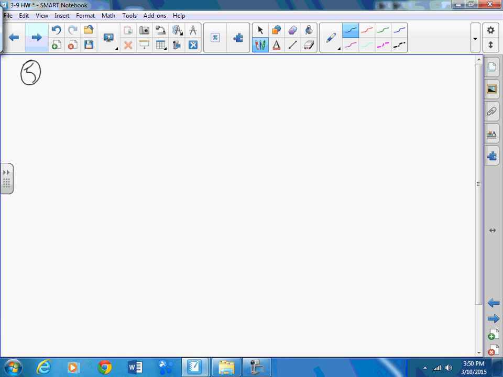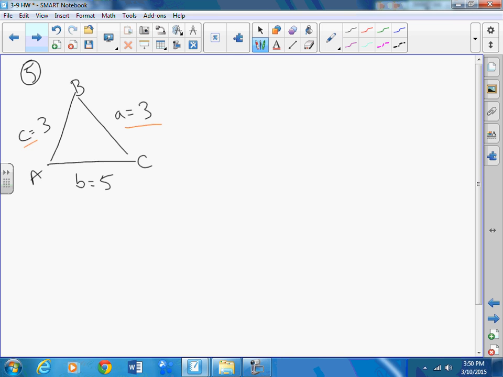Last but certainly not least, number 5. Find to the nearest minute the measure of the vertex angle of a triangle whose sides measure 3, 3, and 5. So A, B, C, 3, 3, 5. Cool. All right. Now notice 2 of these sides are equal. This and this are the same.